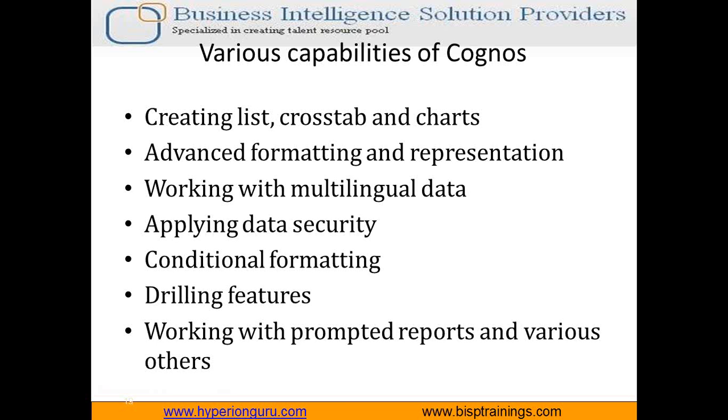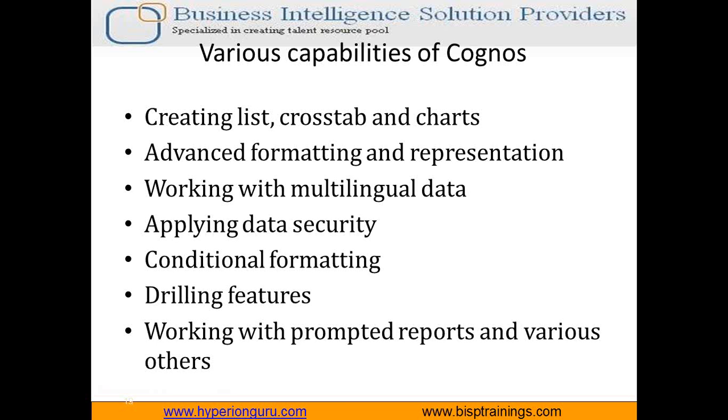One thing which we can do is multilingual data reporting. Multilingual data reporting is something like a French user wants to see the report only in the French language, and a Spanish user wants to see the report in the Spanish language only. This kind of capability is available in Cognos. But the important thing is that this data should be available in your database. The multilingual data should exist in your database, and then Cognos has the capability to handle this kind of reporting.